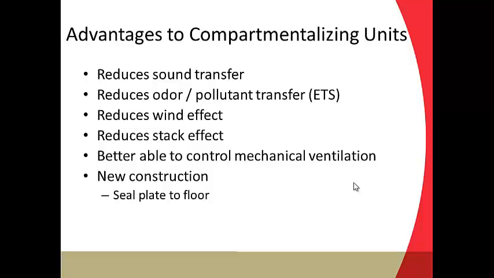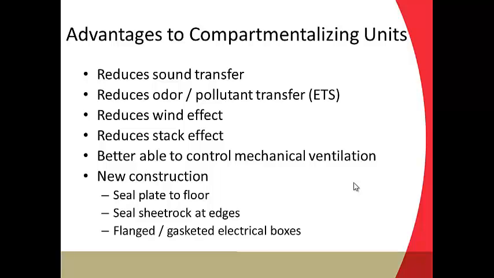In new construction, this can be done by sealing the bottom plate to the floor, sealing sheetrock at the edges with acoustical sealant, in an airtight drywall approach, where you're sealing to the top plate, you're sealing to the bottom plate, and at the outside edges of the walls, at partition walls and exterior walls, you're going to seal that to make that sheetrock airtight, and then use the flanged or gasketed cable boxes and electrical boxes to make that airtight.